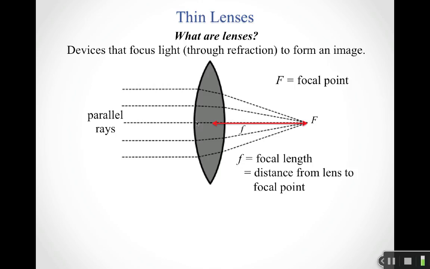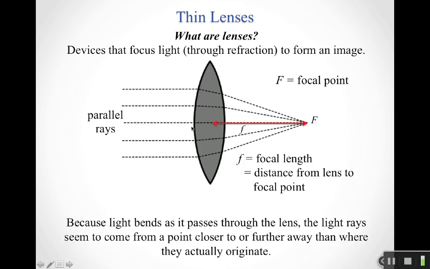So one of the things I'll go ahead and emphasize now is that there are going to be three distances we talk about: the focal length, the object distance, and the image distance. And all of those are distances that are defined relative to the lens. So the focal length goes from the lens to the focal point.